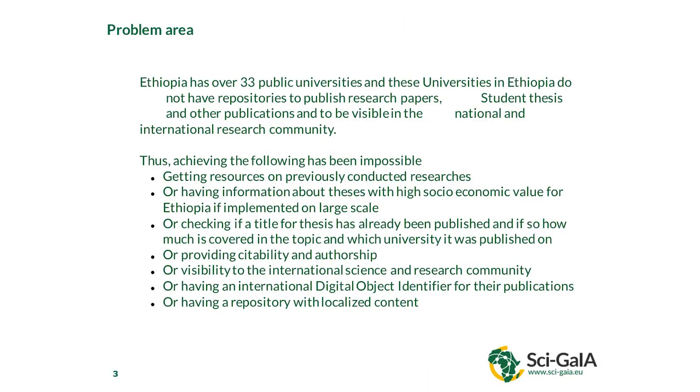The first thing that we have to make clear is that Ethiopia has more than 33 public universities and more than 101 private colleges and universities. But none of these universities have a repository to publish their research papers, their student theses, and other publications to the public, to the national and international research communities. So basically, there is no visibility to the studies made in these universities, to the research conducted by the students and the academic staff of the universities.